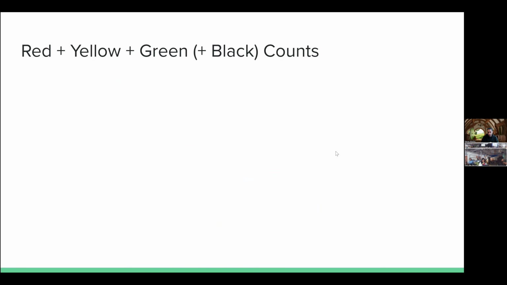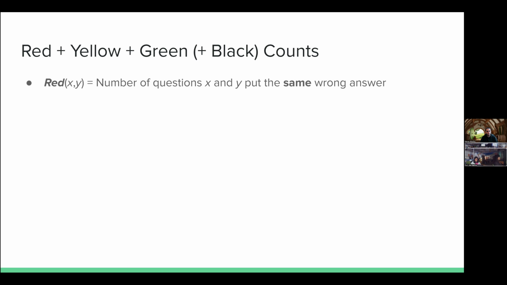I'm now going to define 3 important counts to keep track of, and technically a 4th one. I'm going to define a red count, a yellow count, and a green count. Given a single pair of students, define the red count of this pair as the number of questions where both students put the same exact wrong answer. In other words, both students got the question wrong and they put the exact same wrong answer.